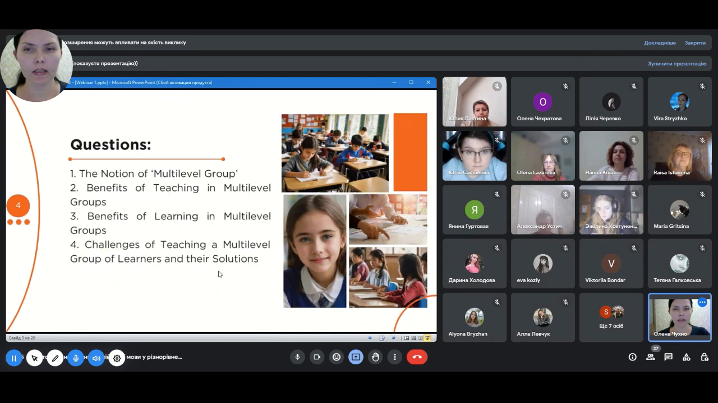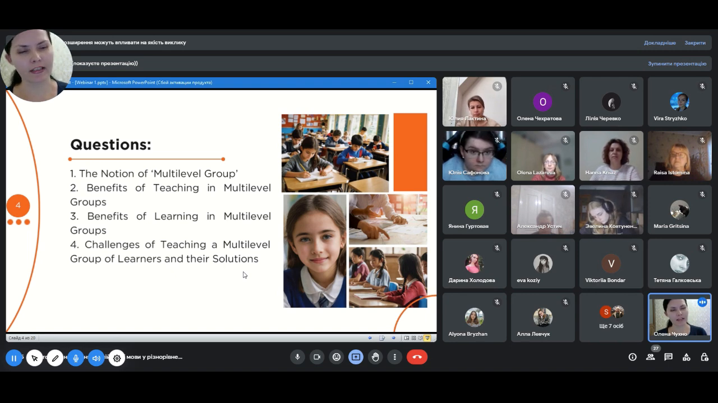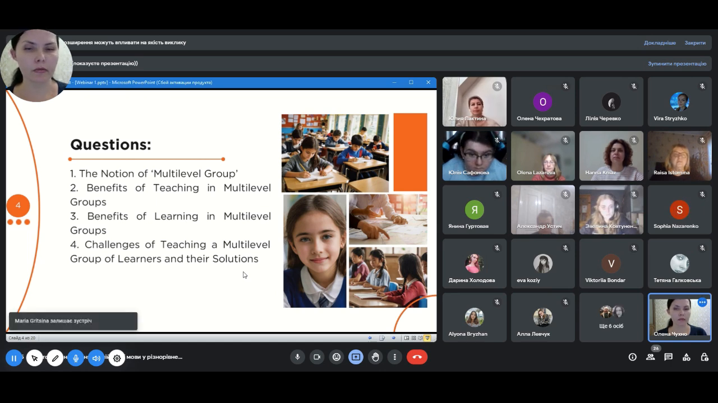Well, in today's webinar, the first webinar, we are going to discuss the notion of multi-level group. It may seem obvious, but actually there are a couple of tricky issues. We are going to consider the benefits of teaching in multi-level groups and the benefits of learning in such groups. We're also going to consider some challenges of teaching in multi-level groups of learners and even suggest some solutions. And I hope you will cooperate, and you will come up with nice ideas.